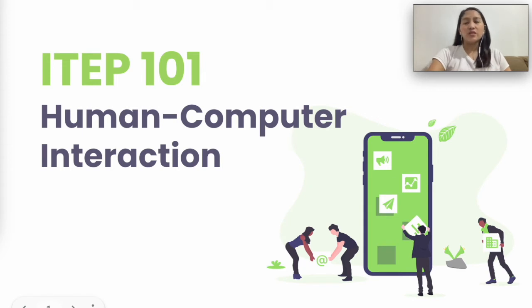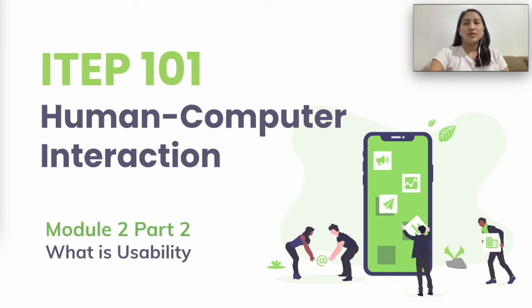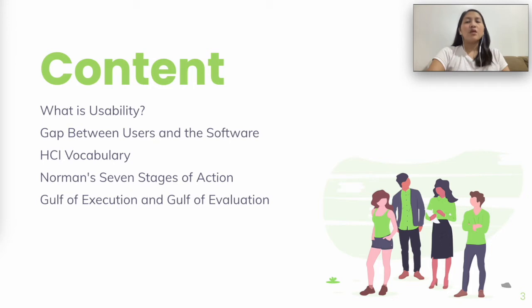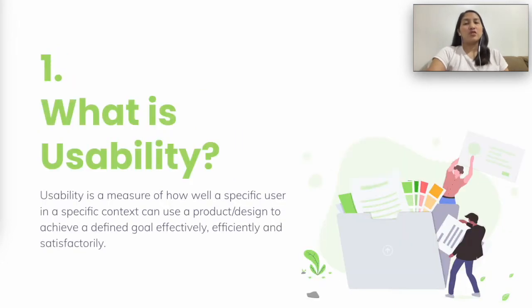Good day everyone. This is a video lesson in ITEP 101 or Human Computer Interaction. This video lesson will cover the second part of Module 2, which is the lesson entitled What is Usability? The topics here include what is usability, gap between users and the software, HCI vocabulary, Norman's 7 stages of action, gulf of execution, and gulf of evaluation. Let's proceed to the first topic.